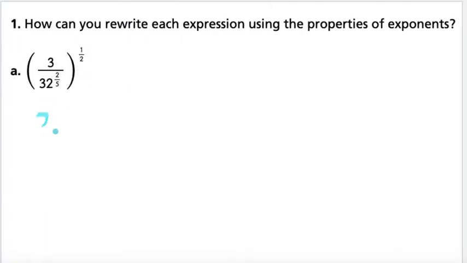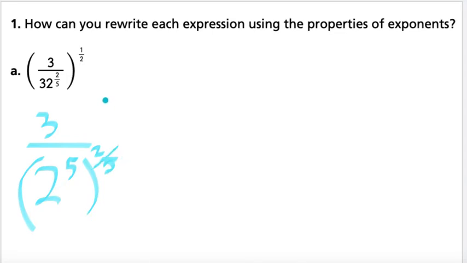So this is really 3 over 2 to the 5th. But the 2 to the 5th has to be raised to the 2/5. This is a terrible way to write it. And then I have the whole thing to the 1/2. The reason why I changed 32 to 2 to the 5th is because now I can multiply these powers. 5 times 2/5 is 2.